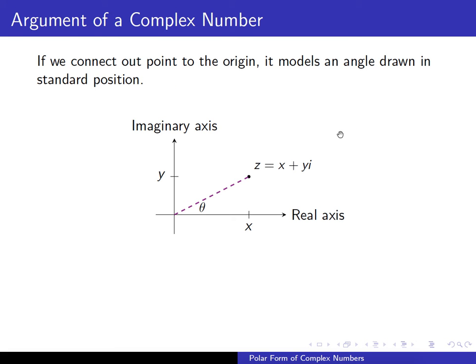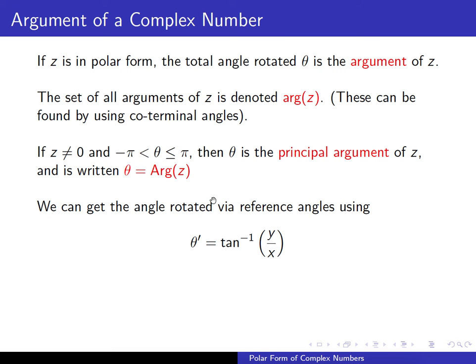So again, if we connect our point to the origin, it's going to model an angle drawn in standard position. So here we have, in the first quadrant, z equals x plus yi. X and y are both positive in the first quadrant. If we connect that point to the origin, it's going to make an angle theta in standard position. And if z is in polar form, then that total angle that was rotated is called the argument of z. So the angle of rotation is called the argument.